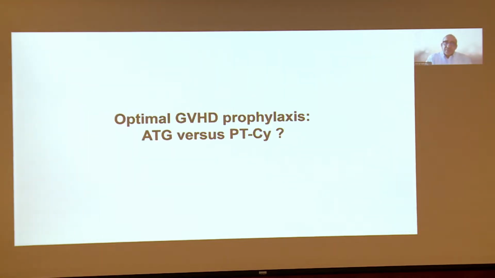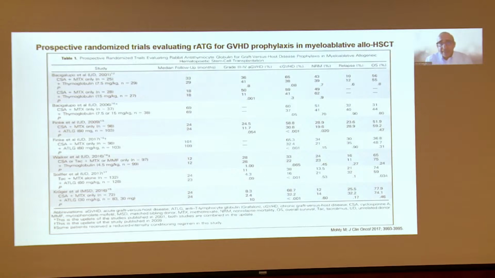But of course, outside the haplo and the mismatch setting, is there a role for post-Cy? In the matched unrelated setting, for instance, but also in the matched sibling donors, we know that the use of rabbit ATG is very well established. And we do have prospective randomized trials, mainly in the unrelated setting, only one trial in the matched sibling setting, clearly establishing the value of ATG for GVHD prophylaxis in the myeloablative setting.